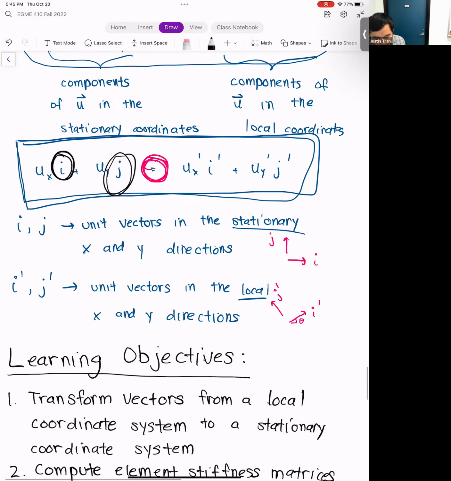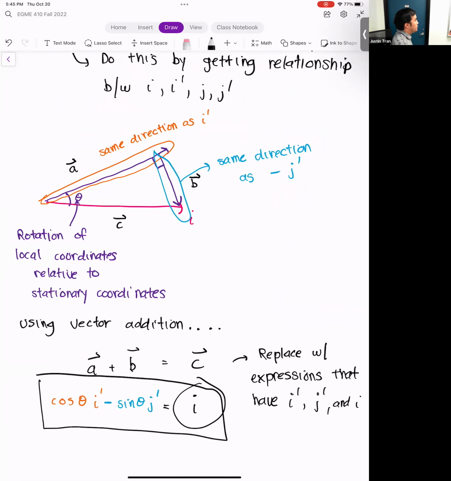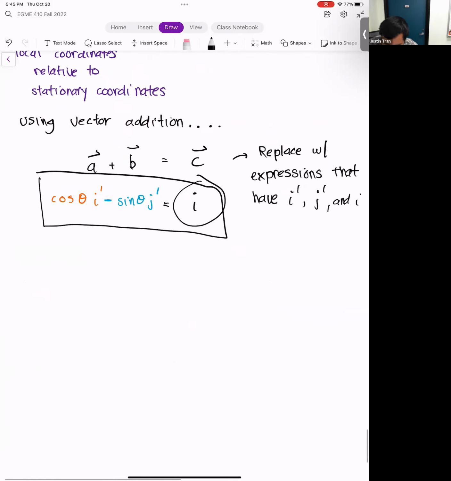And so I'm going to repeat the same thing for J, but I'm going to go a bit faster just for the sake of time. But does this make sense in terms of how we obtained this expression for the I vector here? Okay, so let's do the same thing for J. Let me go ahead and draw the J vector.